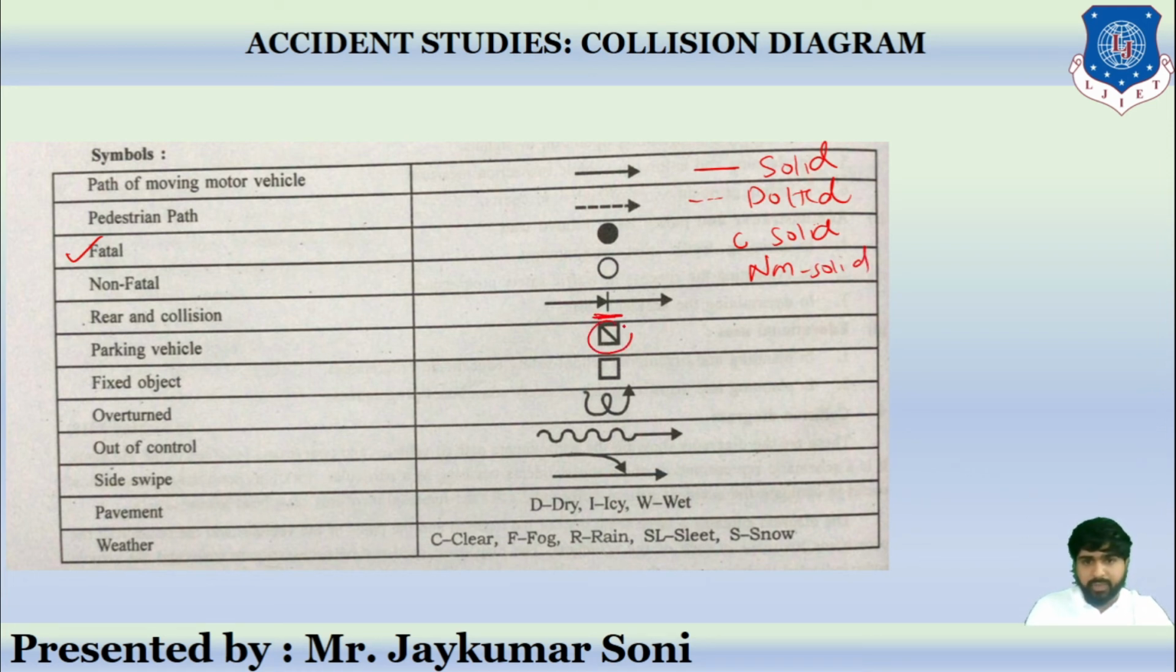This is the parking of a vehicle. This is the fixed object. This is called a vehicle that has been overturned like this. This is where the vehicle was coming from here and it lost its control, so this is called out of control. This is one vehicle going and another coming from this direction. It gets collided. That is called a sideswipe. These are the pavement conditions if the pavement is dry, icy or wet. These are the weather conditions if it is clear, fog, rain, sleet or snow.